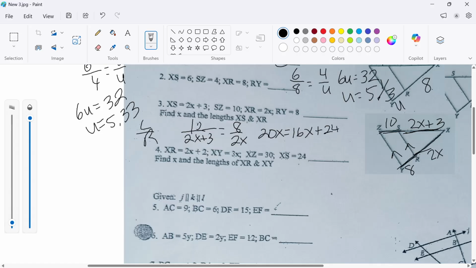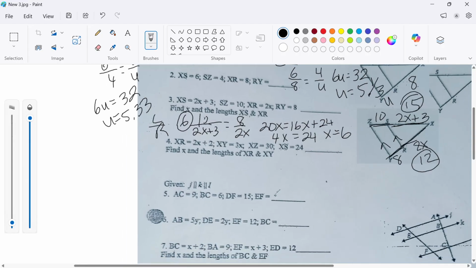Subtract 16x from both sides. 4x equals 24. X equals 6. Well, it wants x, which is 6. And then XS is 12, 15, that's 15. And RX, or XR, is 12. Okay, so I've got all those: 15, 12, and x is 6.